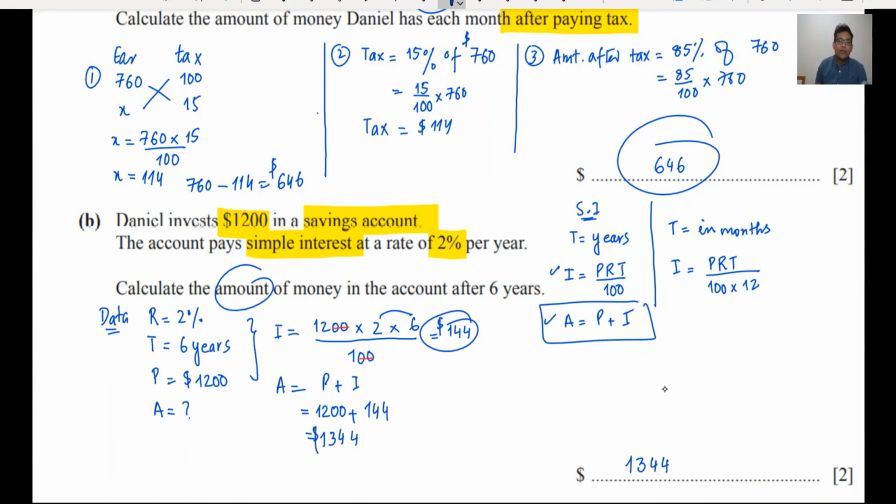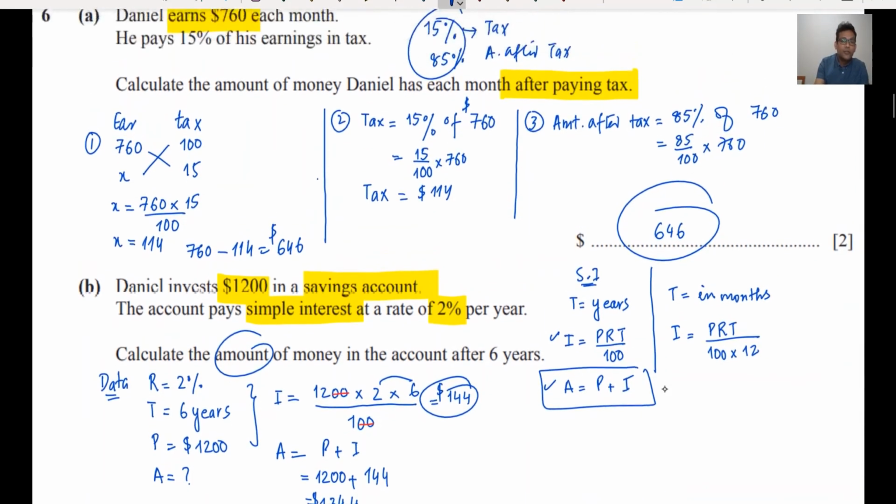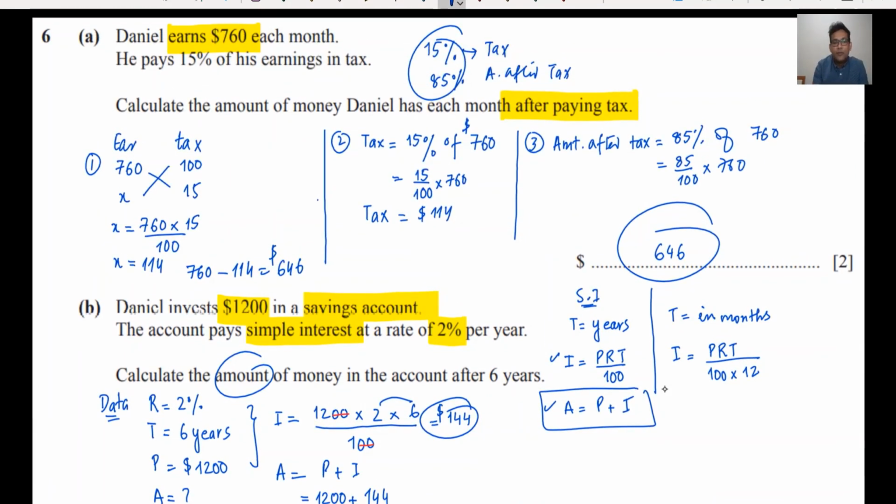So this way, I have done till question number 6 of this paper, June 2019, variant 2, paper 1. In the next video, I will definitely complete the whole paper.